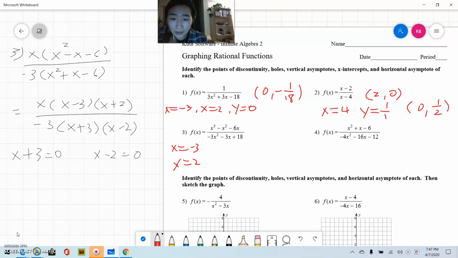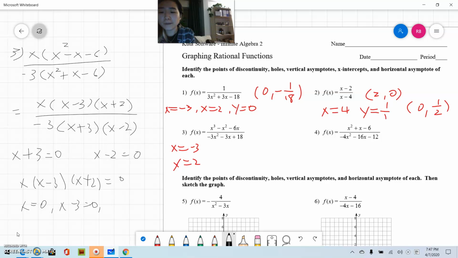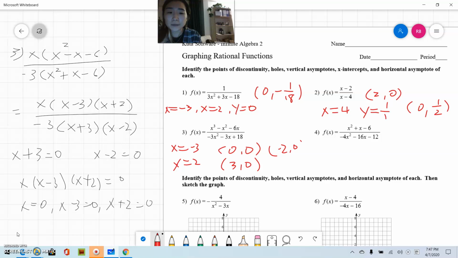So I will save that till later, okay? And then to set this equal to 0, so the numerator equals 0 to find my zeros. So we know that x has to equal 0, x minus 3 has to equal 0, and x plus 2 has to equal 0. So then I have 0, 0 as my zero, 3, 0, and negative 2, 0. And the y-intercept is also 0, 0.